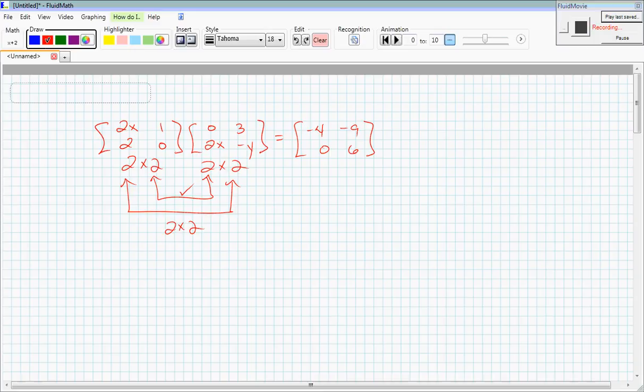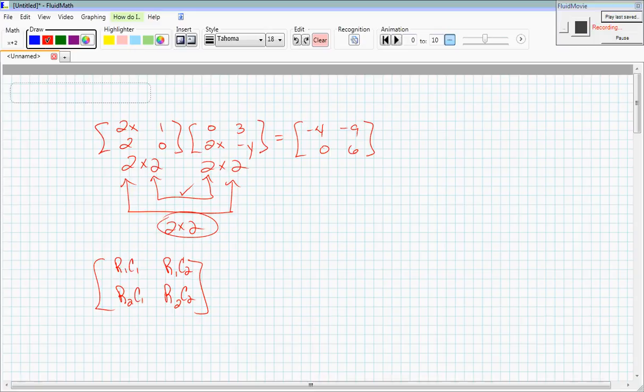But we have to do it by hand. We can't do it in our calculator because of these x and y values. Now remember, in order to do this by hand, we know our resulting matrix is going to be 2 by 2, so let's draw that matrix. We have an element in row 1, column 1, an element in row 1, column 2, an element in row 2, column 1, and an element in row 2, column 2.